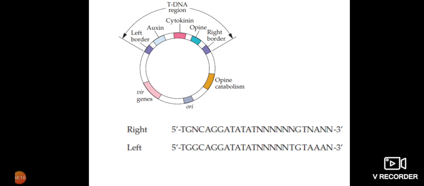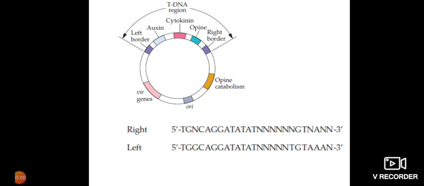This Ti plasmid has a specific region called tDNA, also called transfer DNA, followed by genes for opine catabolism. There is an origin of replication for multiplication in the bacterium, and also the virulence genes necessary for infection. If you look into the tDNA portion, it has two ends: one is called the right border, and another is called the left border. From the left border we can see auxin, followed by cytokinin, then opine, and the right border.